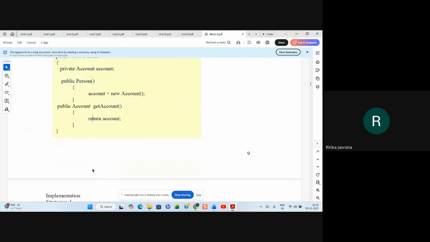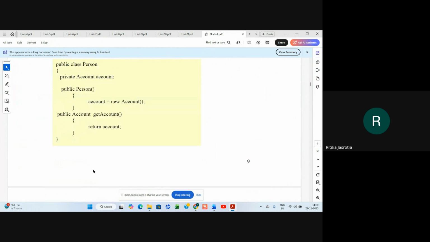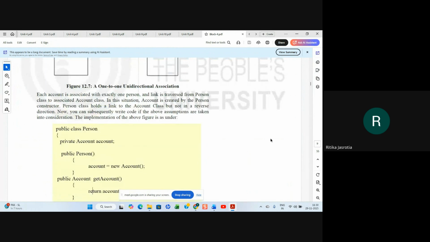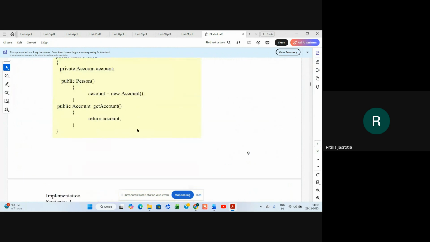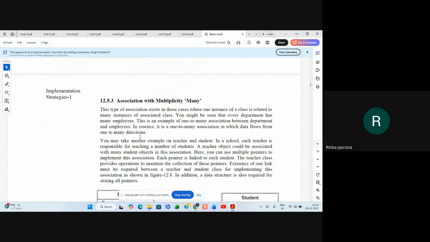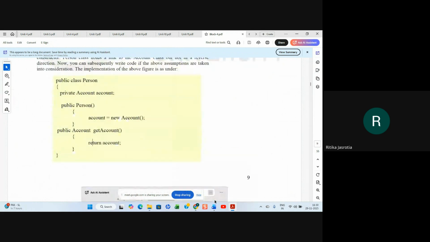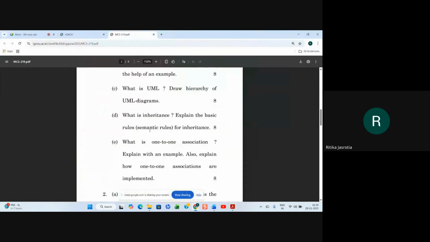Public Account getAccount. So you are calling the class method which is getAccount, and it will return the account, and you will have a class Account also. So this is how they have shown you an example. This is how you implement it. So this is what they are asking you.